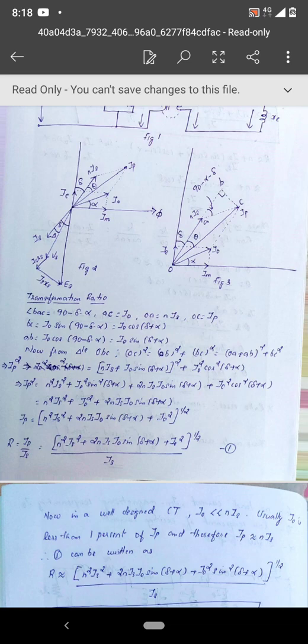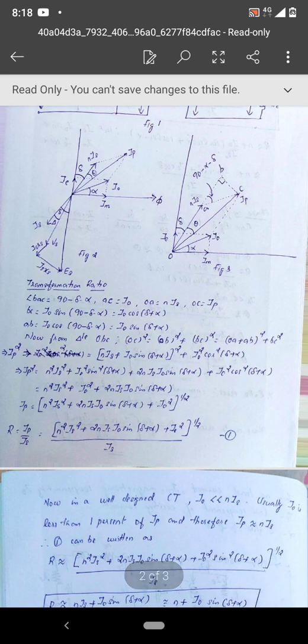And what is OB? OB is the sum of OA and AB. So instead of OB, you can substitute OA plus AB, so OA plus AB the whole square. And one more thing, what is angle BAC? That is 90 minus delta minus alpha. And you should write the sides in terms of the values of currents. That is, AC is nothing but I naught, OA is nothing but NIS, OC is nothing but IP.